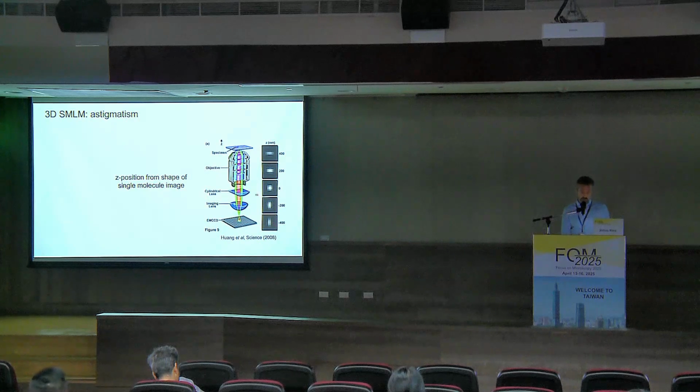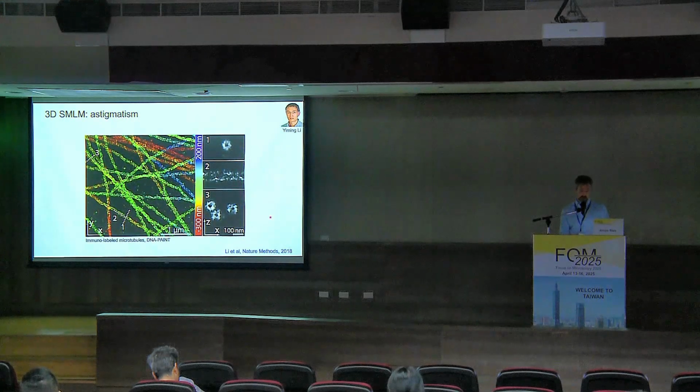The most common approach is to just insert a cylindrical lens. This lens then focuses the light more strongly in one direction, let's say in the X direction, than in the Y direction. And this leads to these elliptical point spread functions. And by just looking at the ratio of these ellipses, we can calculate the Z position.